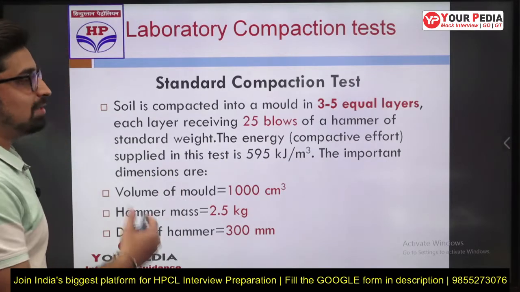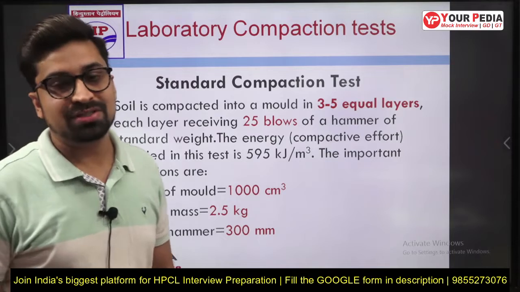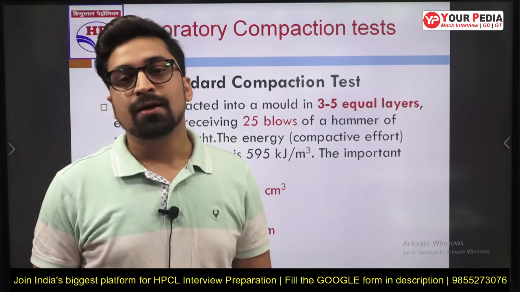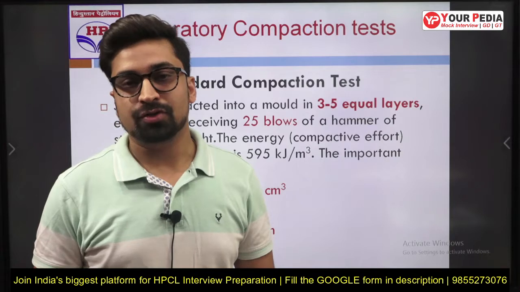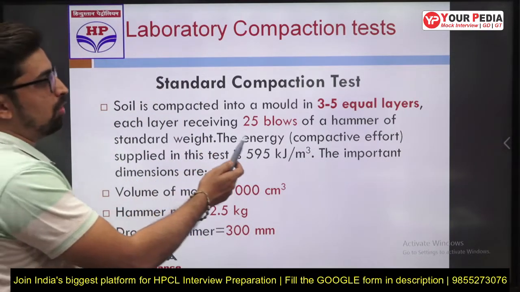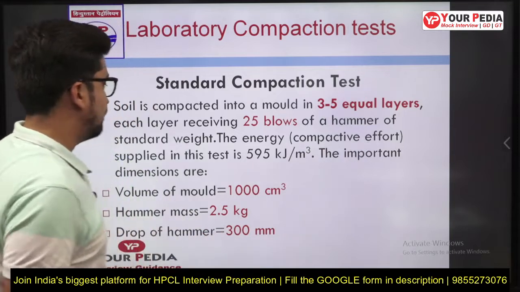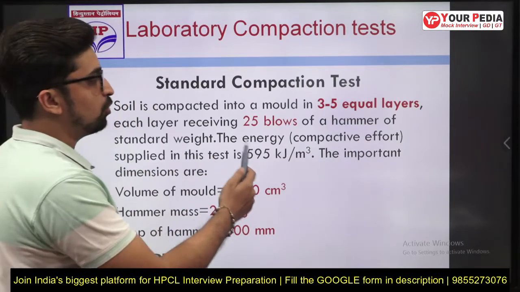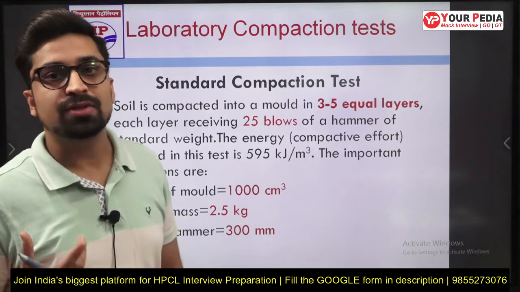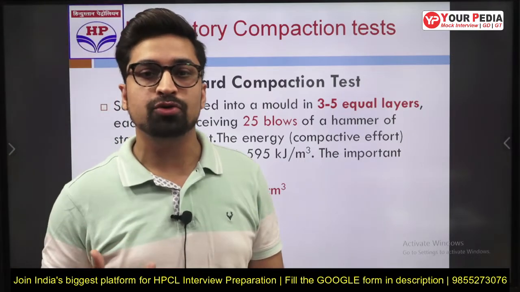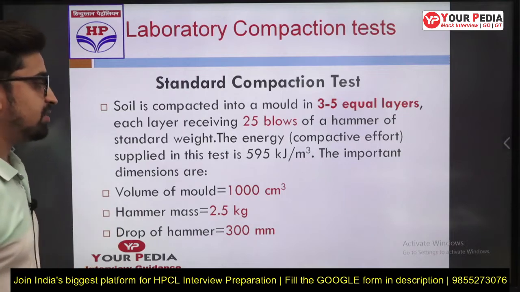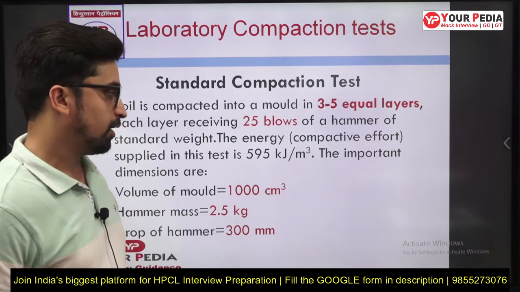Next, there is a test, the laboratory compaction test or the standard Proctor test, which we perform in the laboratory to find the maximum dry density of the soil. Soil is compacted into a mold in 3 to 5 equal layers, each layer receiving 25 blows of a hammer of standard weight. The energy supplied in this test is 595 kilojoule per meter cube.